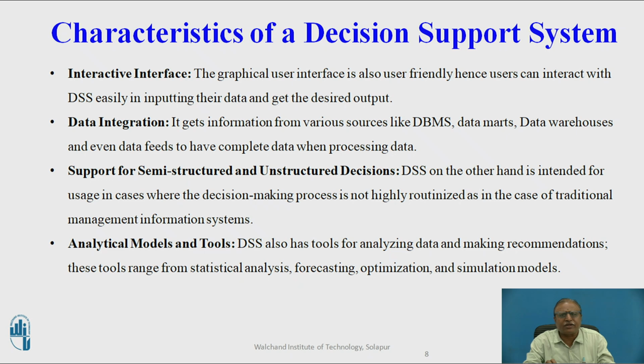Characteristics of decision support system. Interactive interface. The graphical user interface is user friendly, hence users can interact with the DSS easily in inputting their data and getting the desired output. Next characteristic is data integration. It gets information from various sources like DBMS, data marts, data warehouses, and even data feeds to have complete data when processing. Next characteristic, support for semi-structured or unstructured decisions.